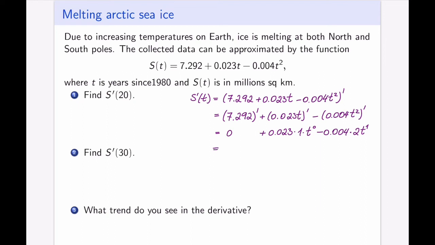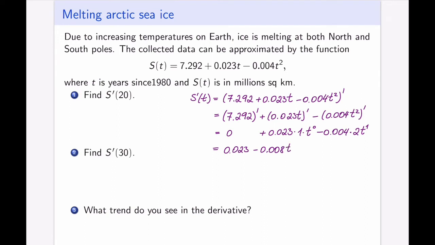I can now bring everything back together and simplify my terms. So once again, this is simply just 1, and I don't need to include the power if that's the only thing in there. So altogether I have 0.023 minus, and now I can actually multiply these two numbers together to get 0.008t.